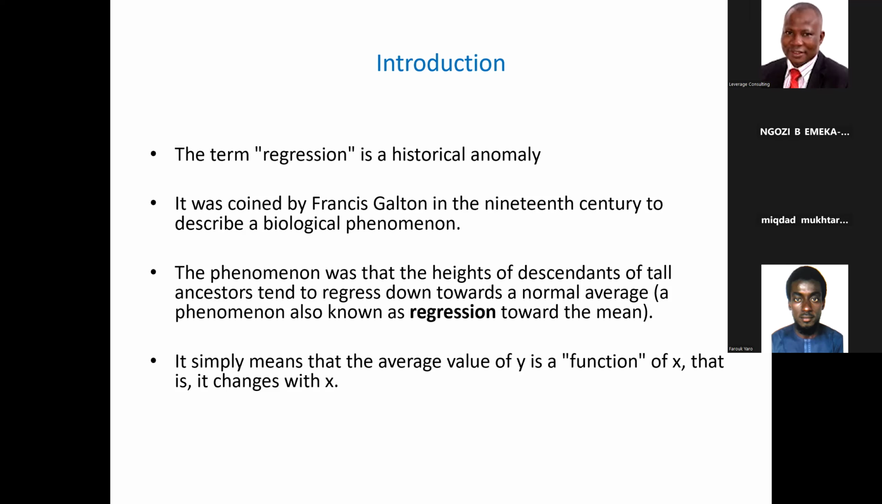The phenomenon was that the height of descendants of tall ancestors tend to regress down towards a normal average, a phenomenon known as regression towards the mean. It simply means that the average value of y is a function of x. That is, it changes with x.